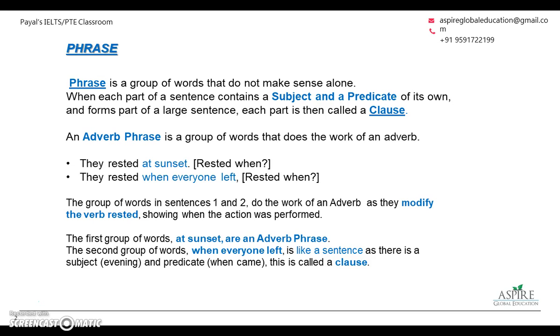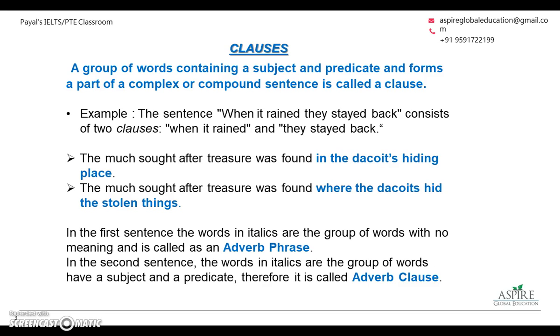Now let's look at the other sentence. They rested when everyone left. When did they rest? When everyone left. So this group of words does the work of an adverb and they do have a subject and a predicate. So it acts like a clause. Now what are clauses? They're a group of words containing a subject and predicate and they form a part of a complex or compound sentence.